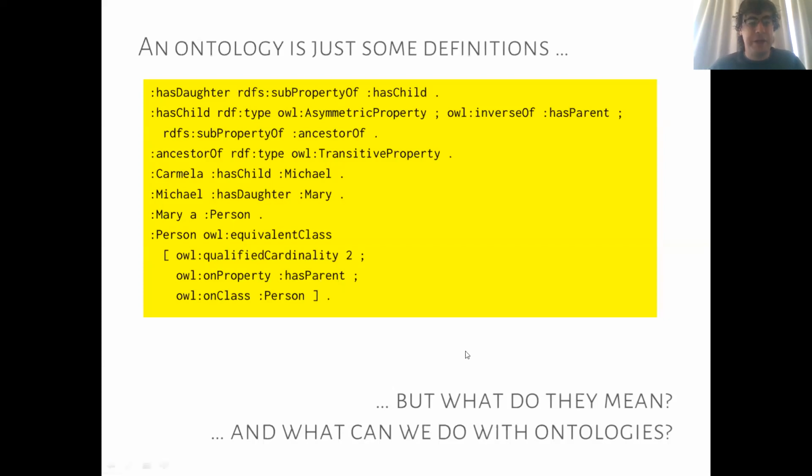So we have some definitions here, and we can see that these definitions imply some other data. For example, has child is the inverse of has parent. We have that here. So if we have Carmela has child Michael, then we have Michael has parent Carmela. But where do these inferences come from?